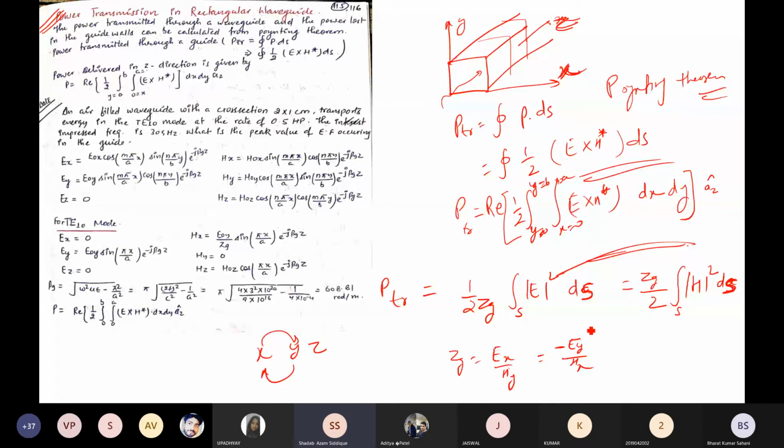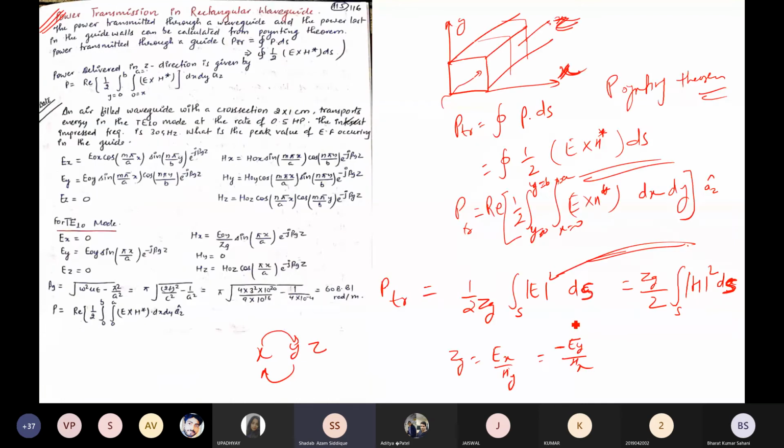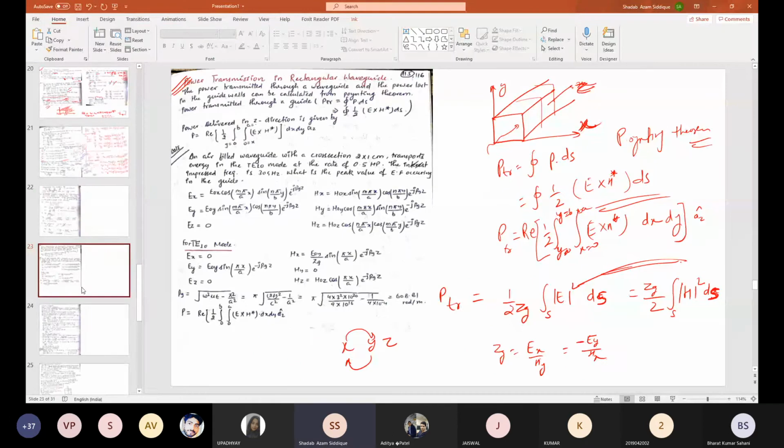If you want to replace ZG, and if you want to find the TM mode, I'll write here another, I'll go through another slide also. I'll take one more slide, 1 minute.